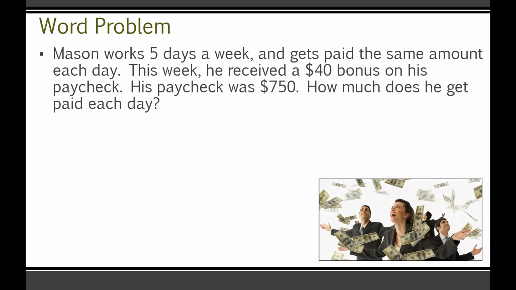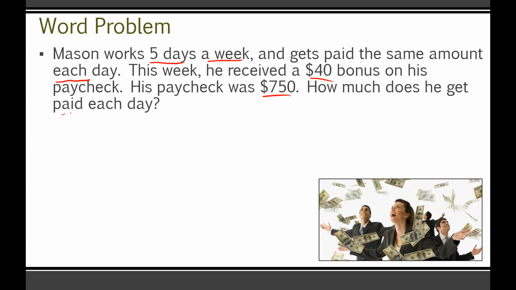Next word problem. Mason works 5 days a week and gets paid the same amount each day. This week, he received a $40 bonus on his paycheck. His paycheck was $750. How much did he get paid each day? So let's try to break this down. He gets paid the same amount each day, and he works 5 days a week, right? His weekly paycheck here was $750, but he did receive a $40 bonus on it. Now that $40 bonus is sounding like a one-time thing. In other words, it's not attached to how many days he worked.